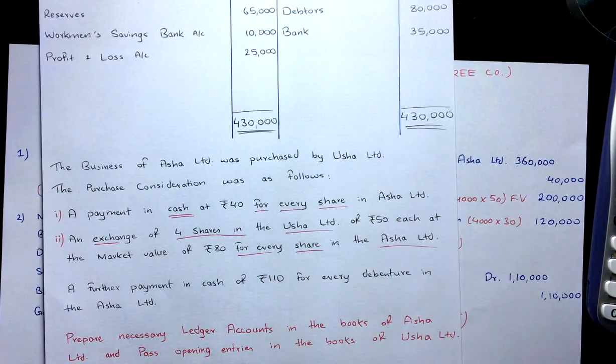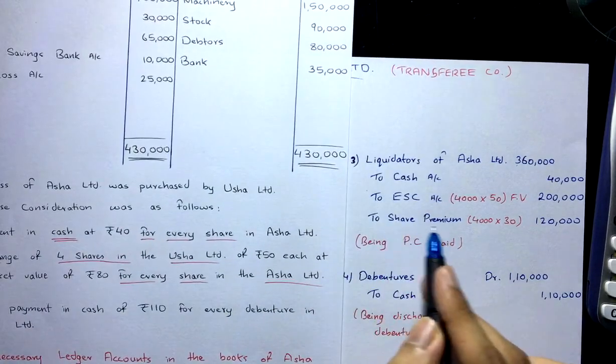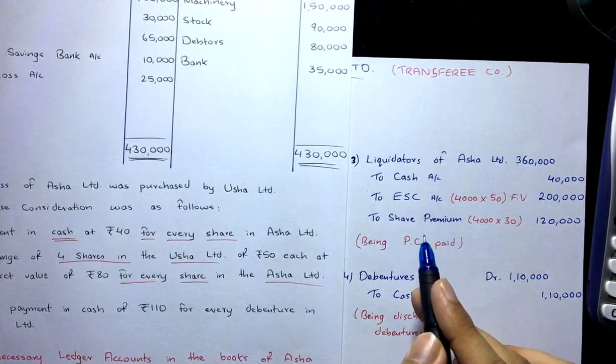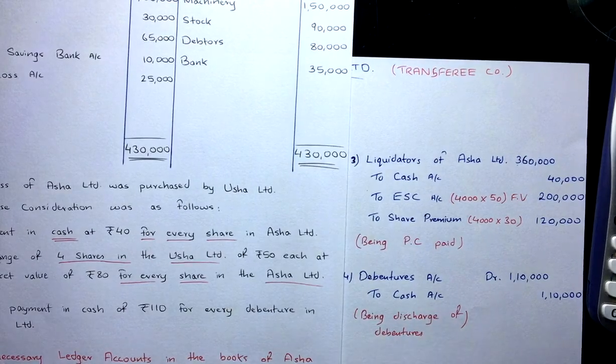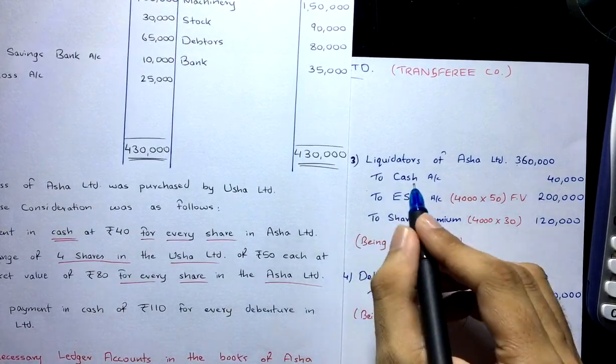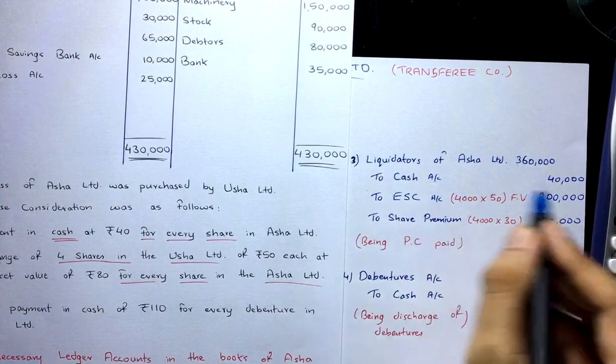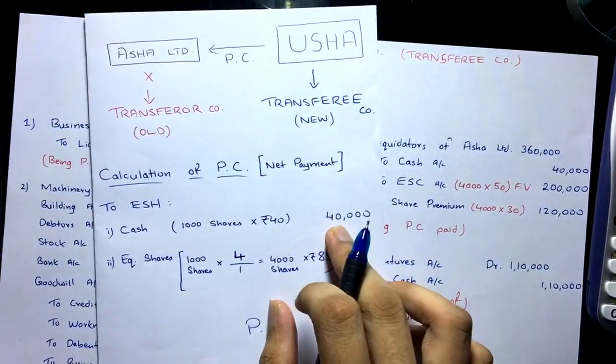So where will that premium go? It will go to the share premium account. Securities premium, isn't it? So that is where it will go. You have to send that to the share premium account. Simple. So cash is clear, right? To cash 40,000, we know that directly. Cash 40,000 we have given.